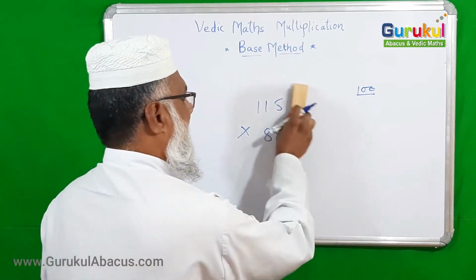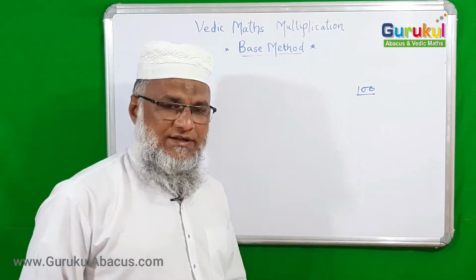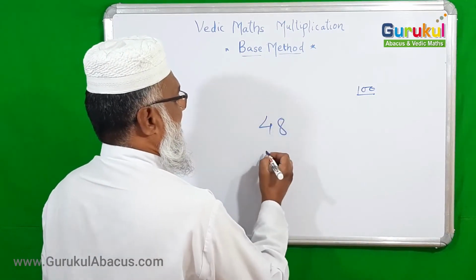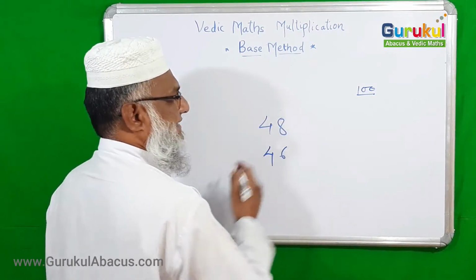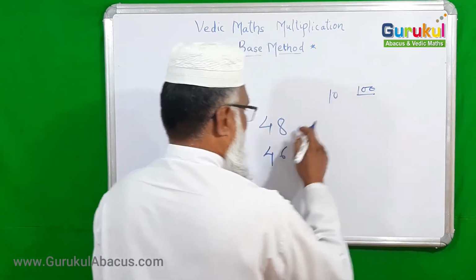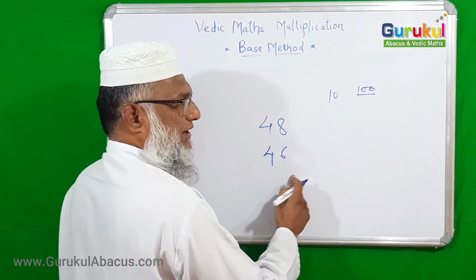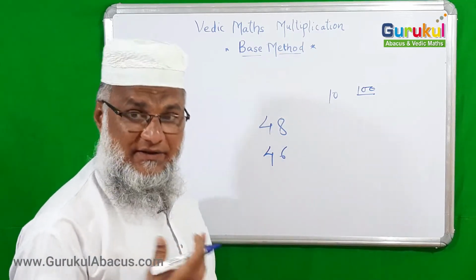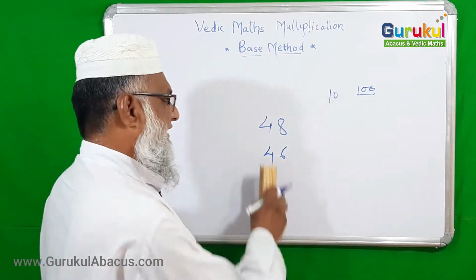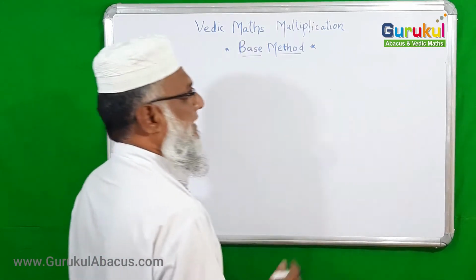And the fourth type we are going to study today. Suppose the example is 48 multiplied by 46. Here is a confusion because those two numbers are not near 10, not near 100. Then at this time what to do? That we will learn in the splitting method. Okay, let's go on.